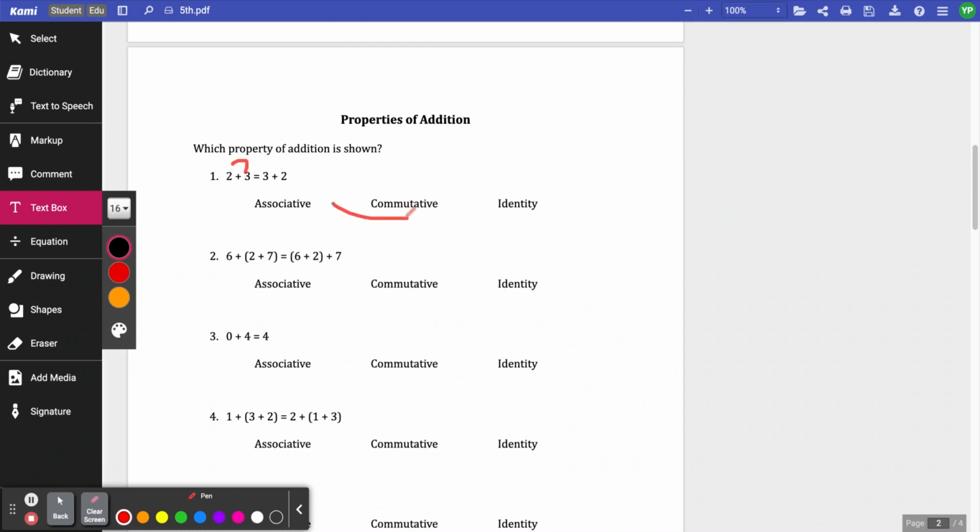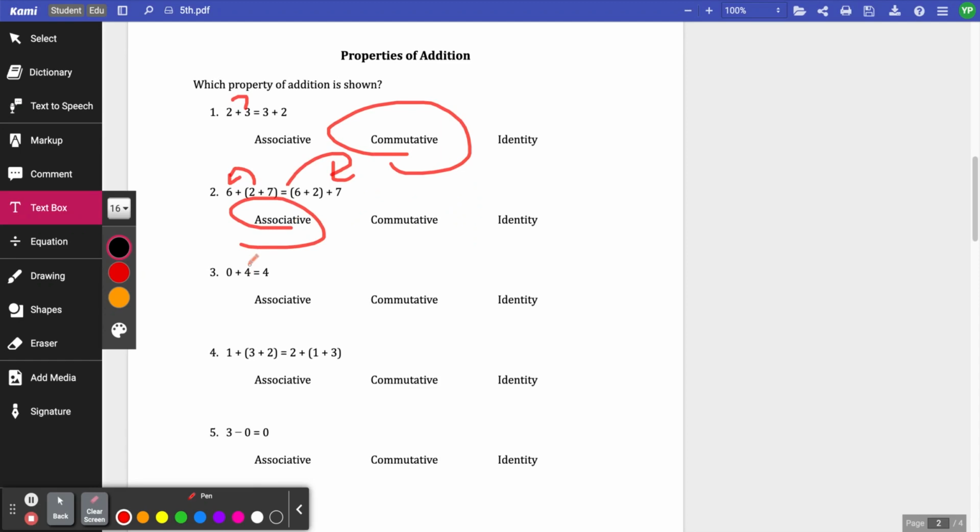So then that means it's commutative. And also for this, it's just commutative. And for number 2 is going to be 6 plus parentheses 2 plus 7 equals parentheses 6 plus 2 plus 7. So you see how the parentheses are changed, right? The first time it's like this, and then the second time it's like this. So then this would be associative.